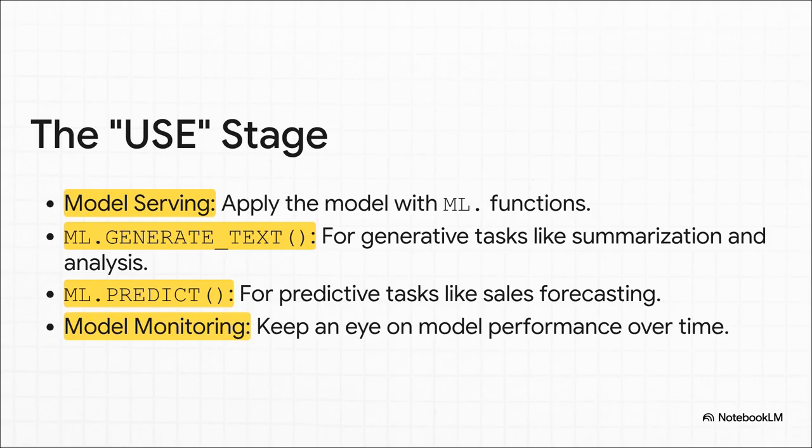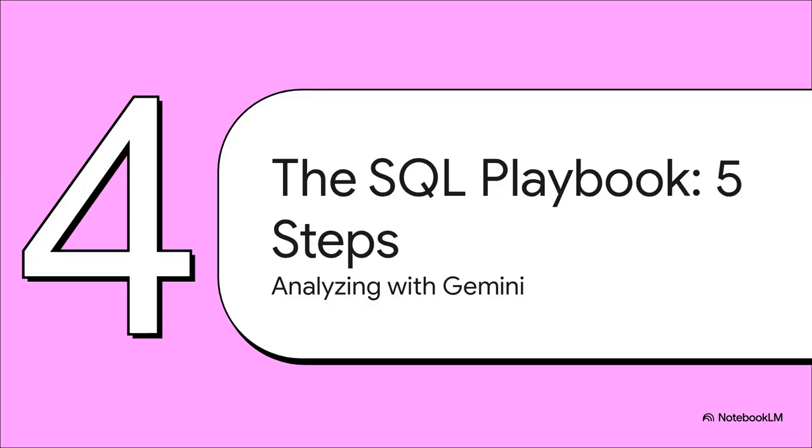All right, once your model is created, you're ready for the fun part, the use stage. This is where you actually get your answers. For our coffee company, we'd use a function like ML.generateText function. This is where you can literally ask Gemini to summarize reviews or analyze the sentiment. This one function is the magic button that sends your question to the AI and brings the analysis right back into BigQuery.